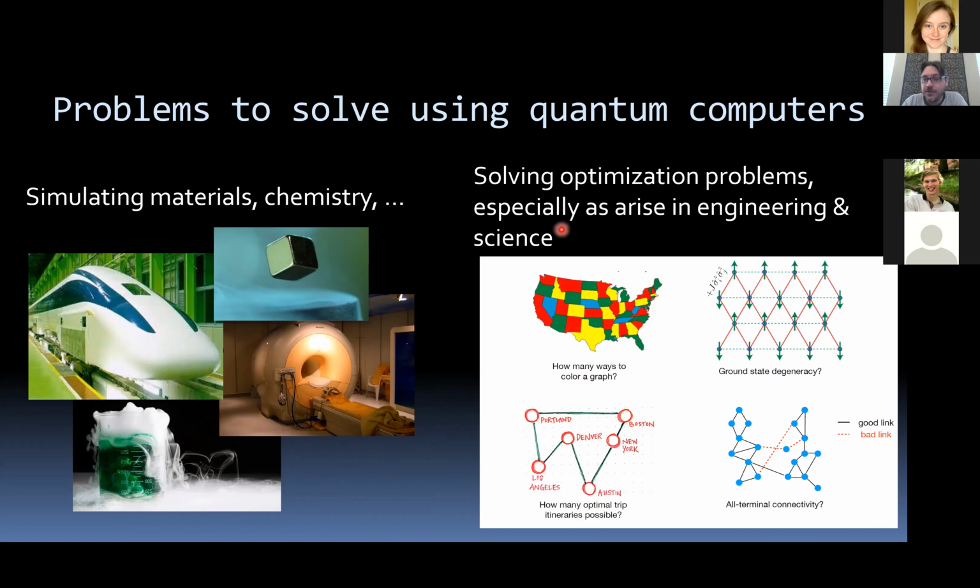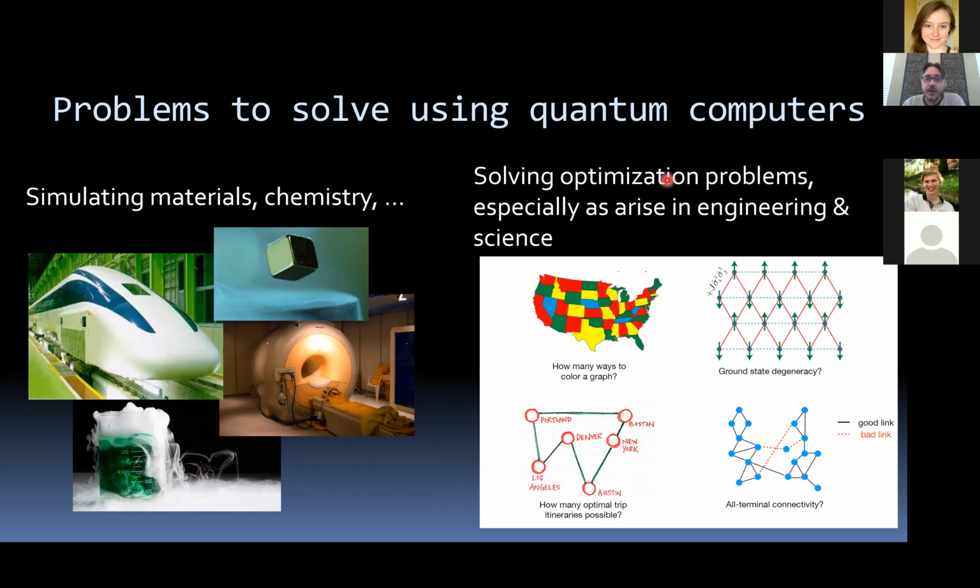The other big focus of our group is solving optimization problems. And by an optimization problem, basically what I mean is you have a huge search space of combinatorially many possible solutions to some equation or to something like this, and you want to find the few solutions out of these combinatorially many possible configurations, or just minimizing a cost function.